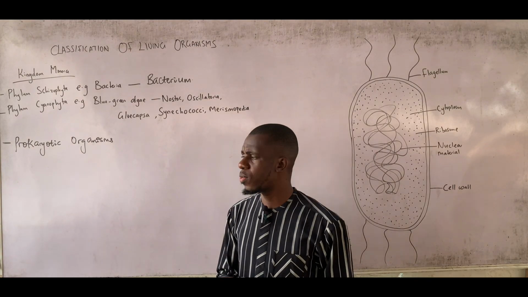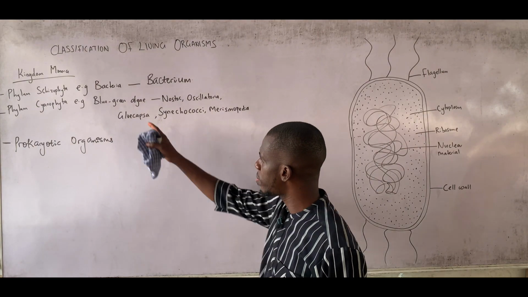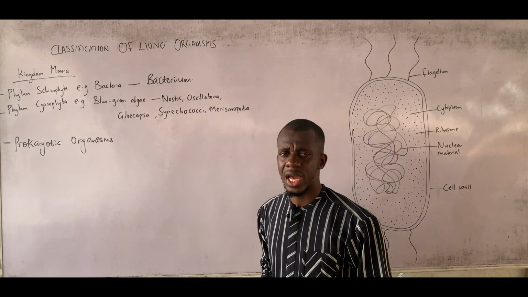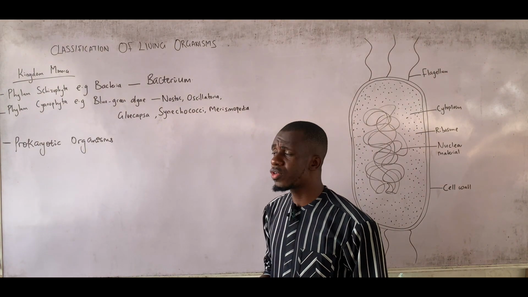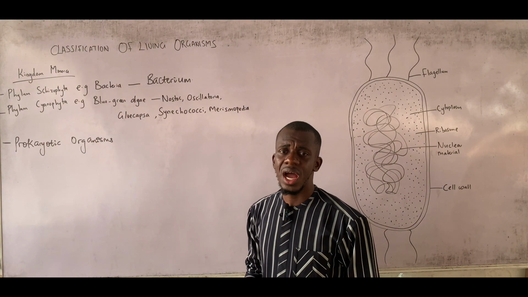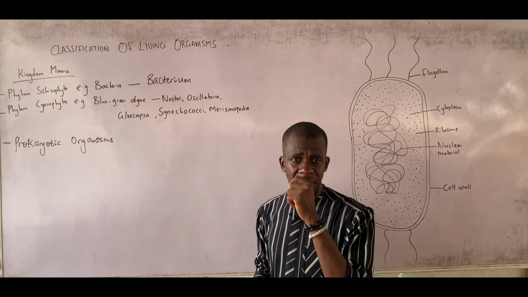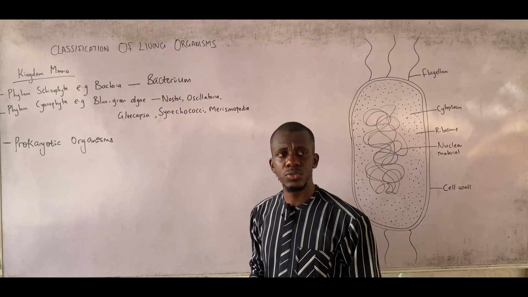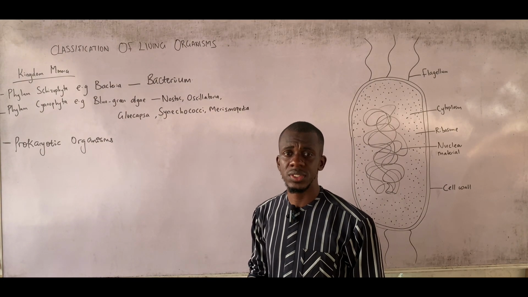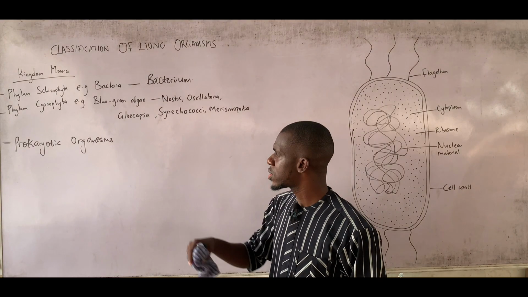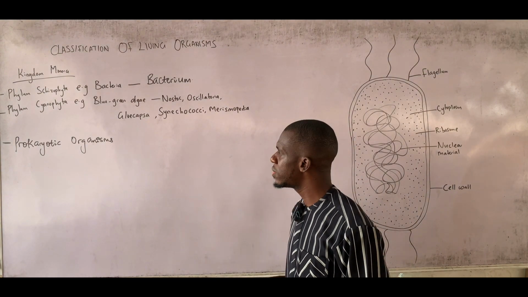Excellent. Now, when we talk about the Cyanophyta, which is the blue-green algae, I'll need you to know firstly that the blue-green algae or the cyanophytes are a primitive form of the algae. Very primitive, because when we come to the Kingdom Plantae, we're also going to discuss the algae. But the blue-green algae is a primitive form.